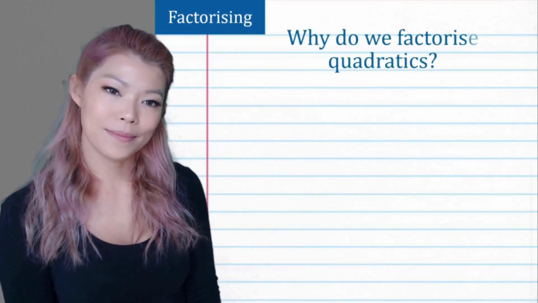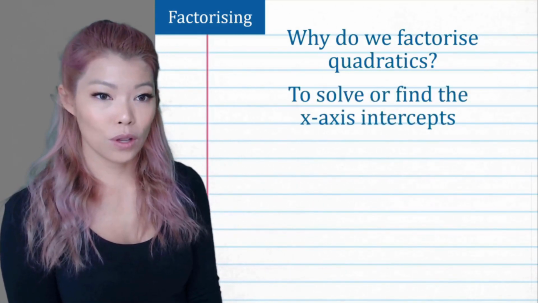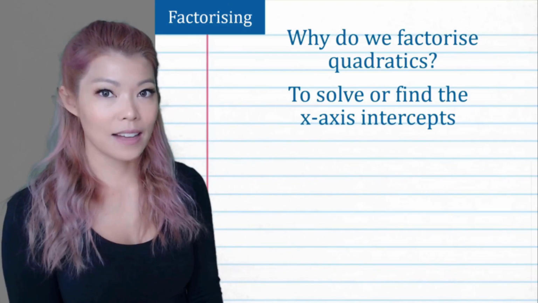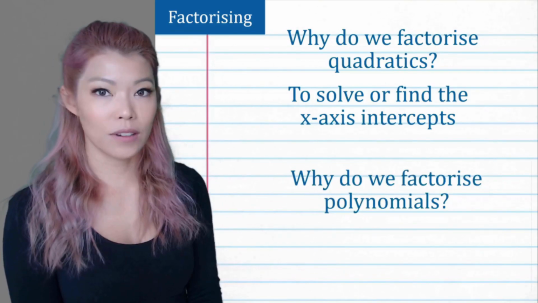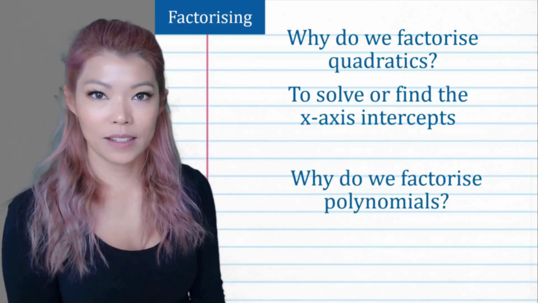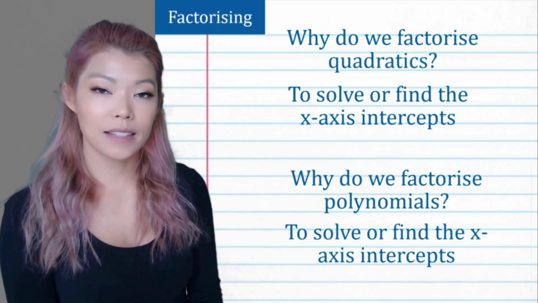Factorizing. Why do we factorize quadratics? Usually we do so to solve or find the x-axis intercepts. And so we can ask a similar question, why do we factorize polynomials? And again, we can similarly answer that by saying that we can solve and find the x-axis intercepts.